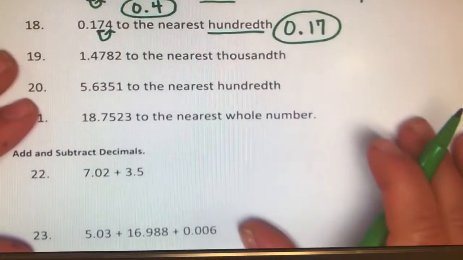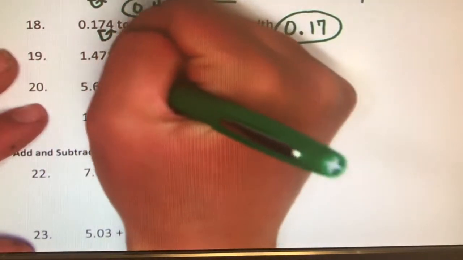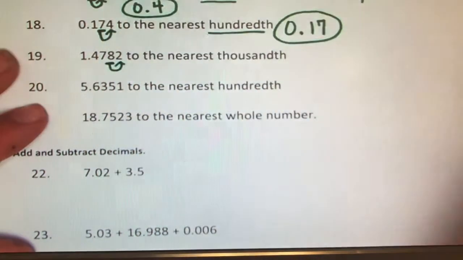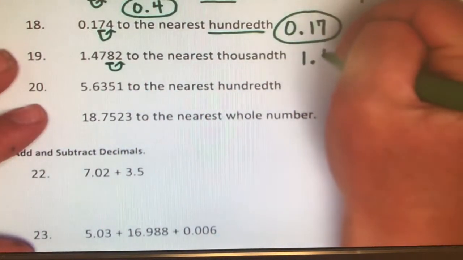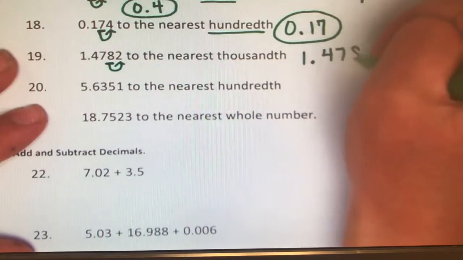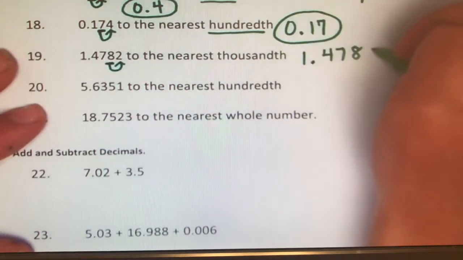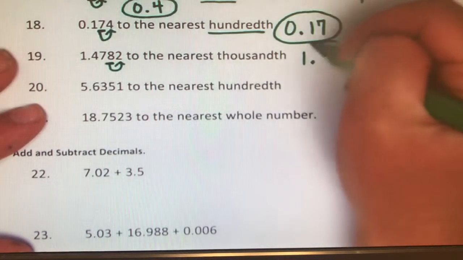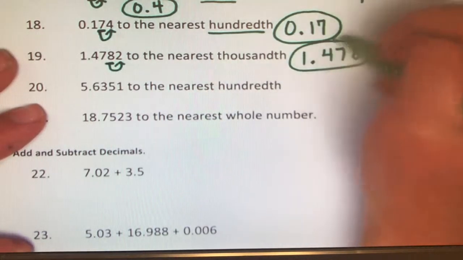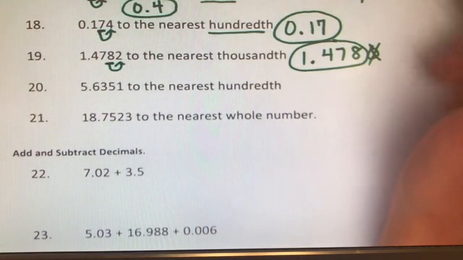Okay, on the next one, we're going to round to the nearest thousandth. So I'm going to underline the 8. It's in the thousandths place. I look next door to the 2. It's 4 or less, so that tells me to let it rest. Everything else is going to stay the same that's on the left, so 1.467 8. The 2 actually changes to a 0, but we just don't need it. It's like simplest form. So this rounds to 1 and 478 thousandths.